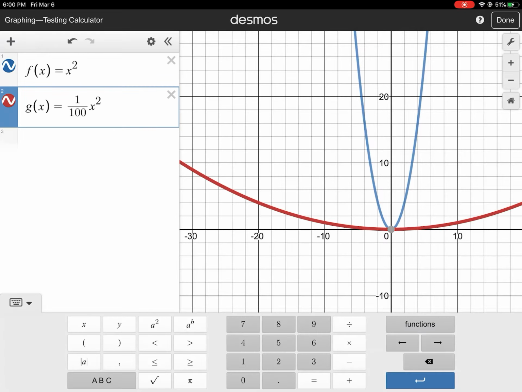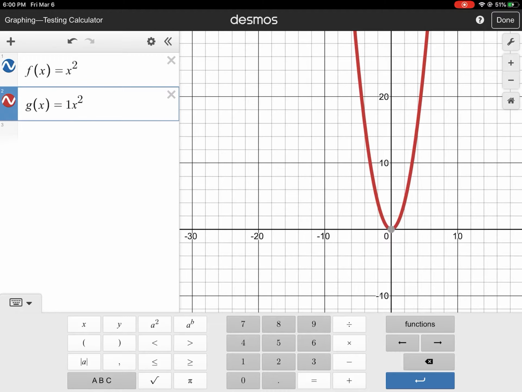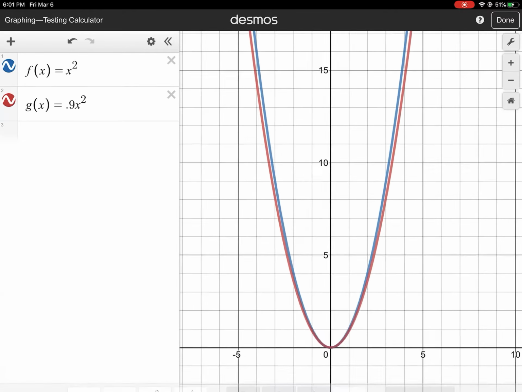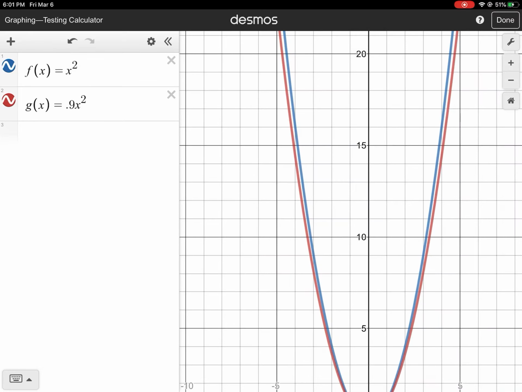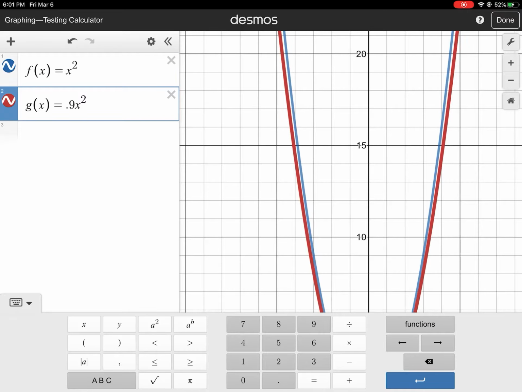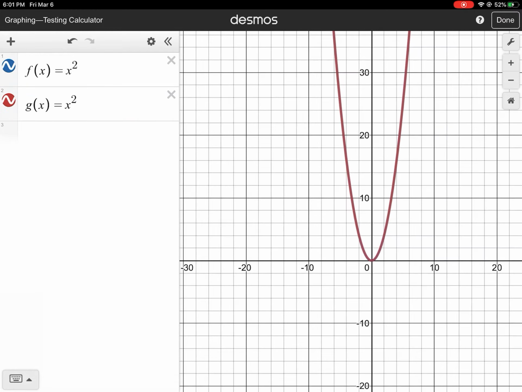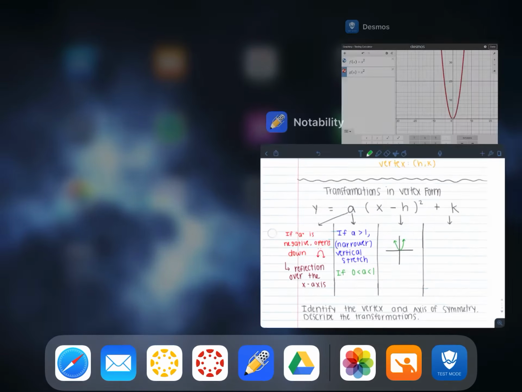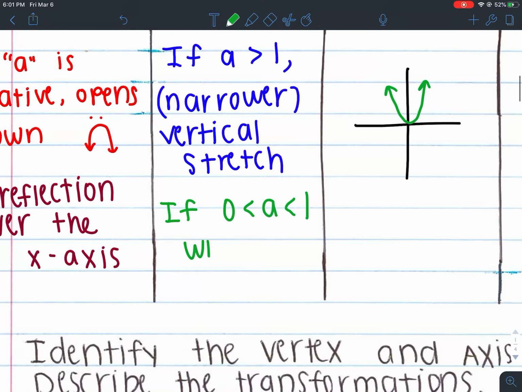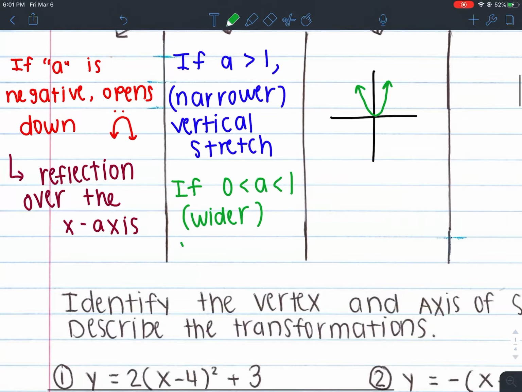Do we see that? So any number that's smaller than 1, in between 0 and 1, is going to make it wider. So if I had 0.5, wider. 0.9, it's wider, but just barely. You see how the red is barely wider than the blue? So it is wider, but you can barely notice it. So this number, if it's between 0 and 1, is going to make it wider. This is known as a vertical compression. And I'll explain what that means.